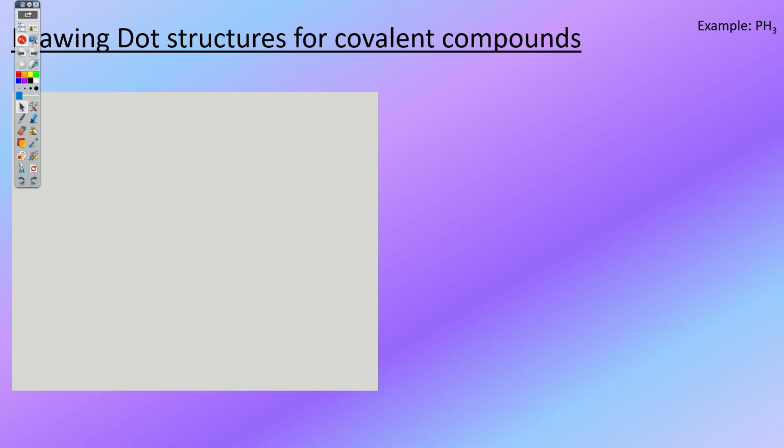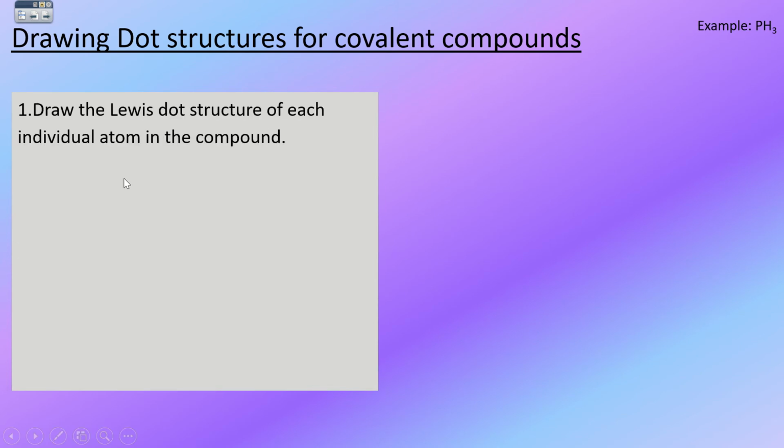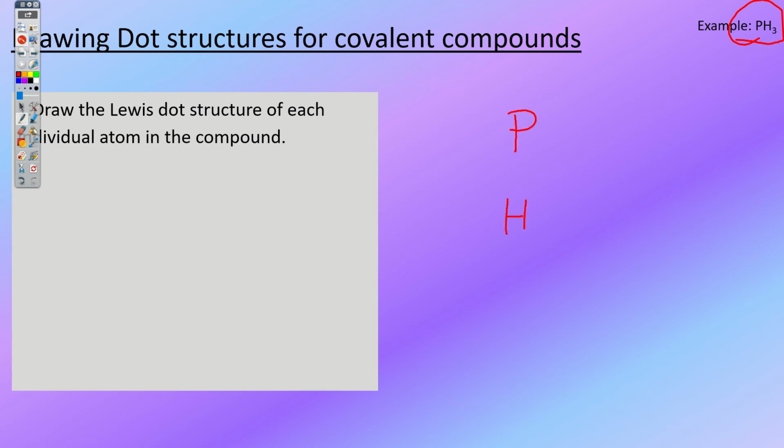Let's go. Last time we looked at how to draw a Lewis structure for just an element. Now we're going to look at how to draw it for a compound. Step one, we're going to draw the Lewis dot structure for each individual atom in our compound. Here's our example, PH3. So I'm going to start with 1 P and 1, 2, 3 H's.